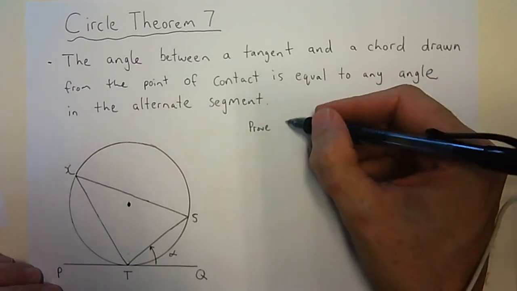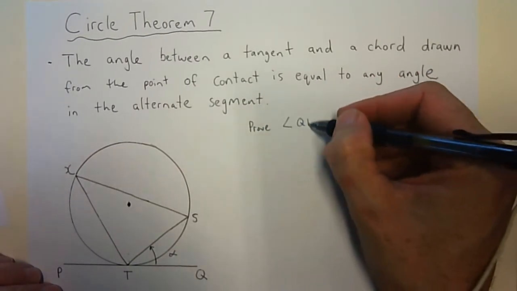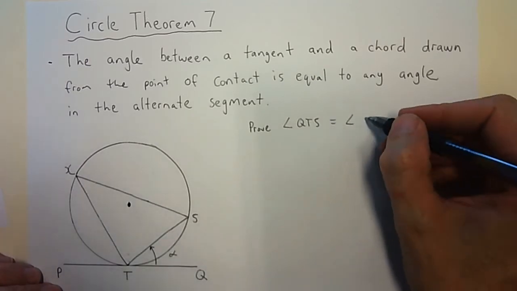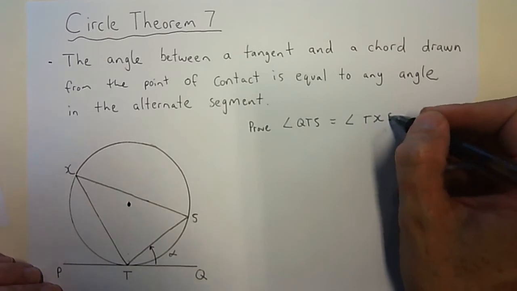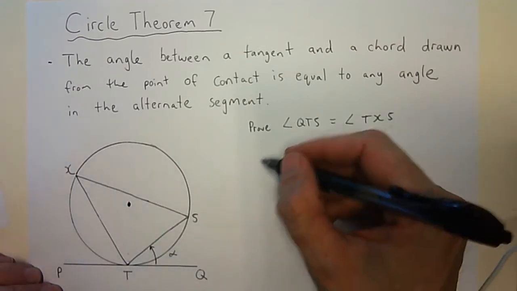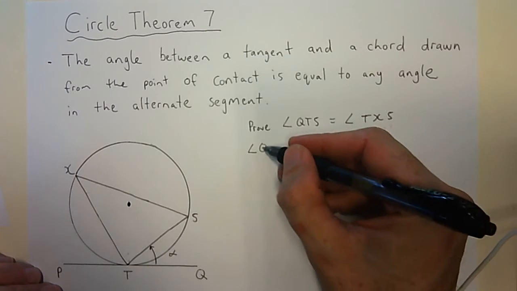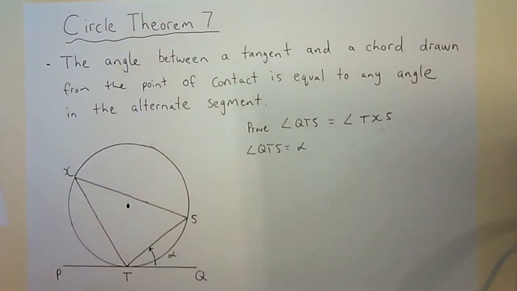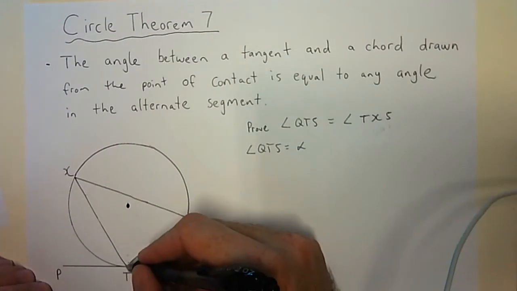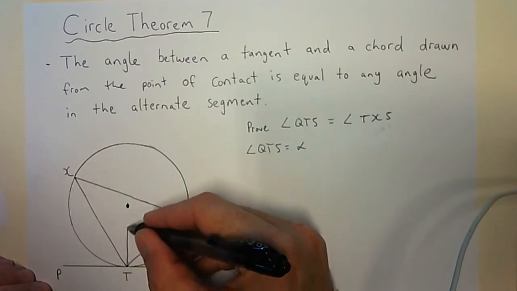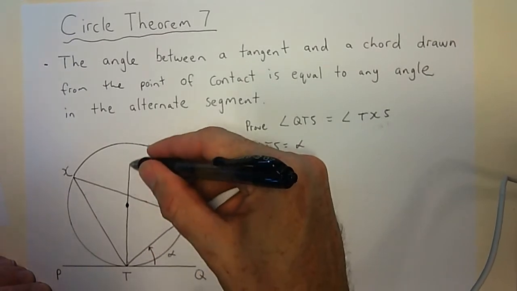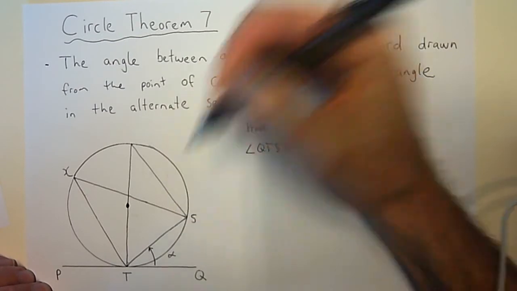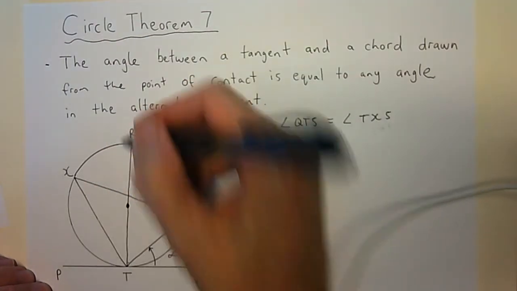Okay, so I'll state that at the top. Proof: angle QTS is equal to angle TXS. Okay, and let's just start off by saying angle QTS is equal to alpha. Now, to help me with this proof, I'm going to draw a line through T, through the center, up to the top, and then back down to S. And I'll label this point here R.